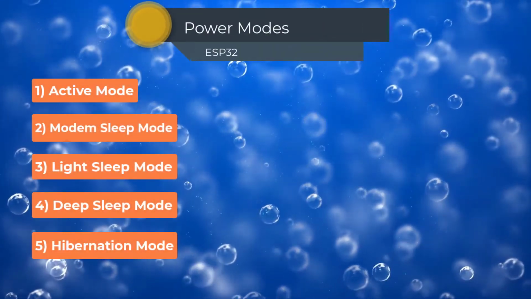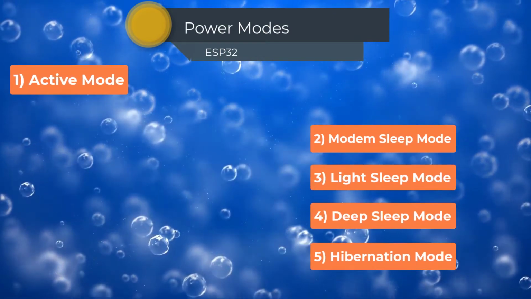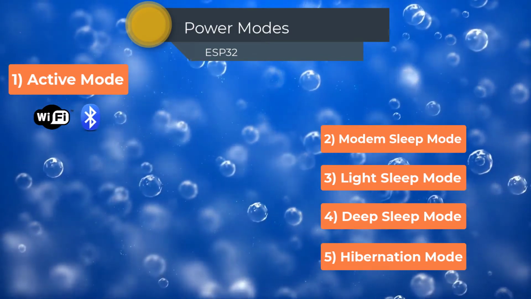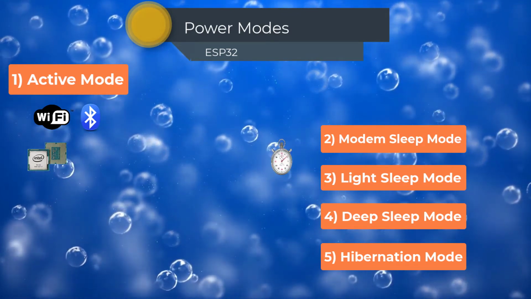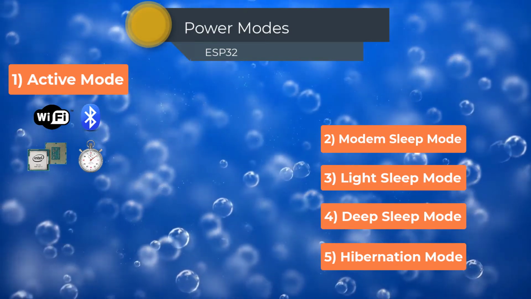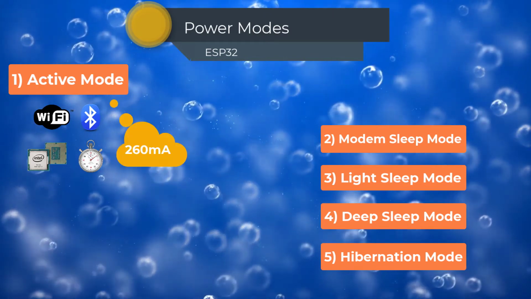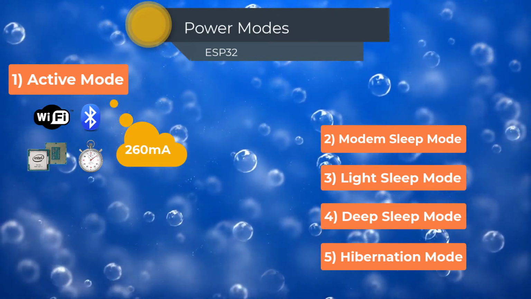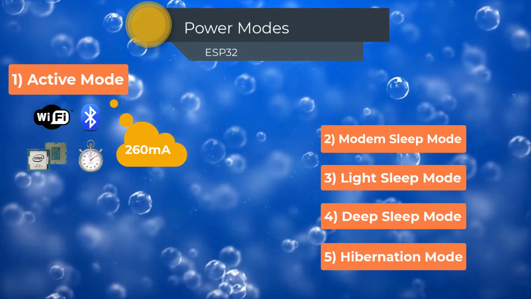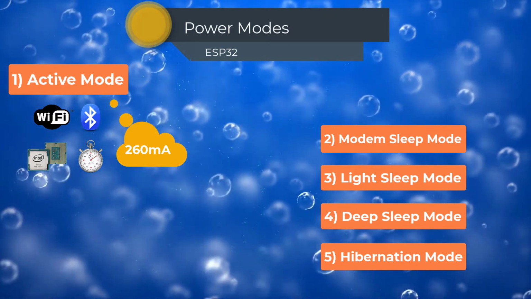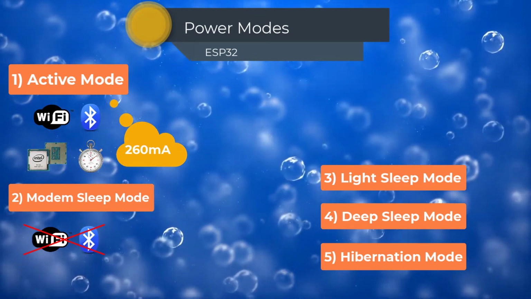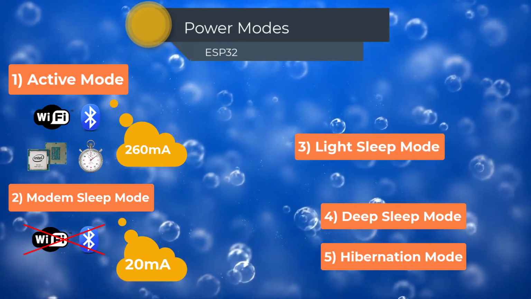These are the various power modes supported by ESP32. First one is the active mode. In active mode, all the Wi-Fi, Bluetooth, radio, peripherals, processors, RTC memory, and timers remain on all the time. So this mode consumes the most power, around 260 milliampere. In some applications, we do not need to enable Wi-Fi and Bluetooth all the time, so we can disable these modules. When we disable Wi-Fi and Bluetooth, ESP32 enters into Modem sleep mode and power consumption is reduced to 20 milliampere. Next is the light sleep mode.